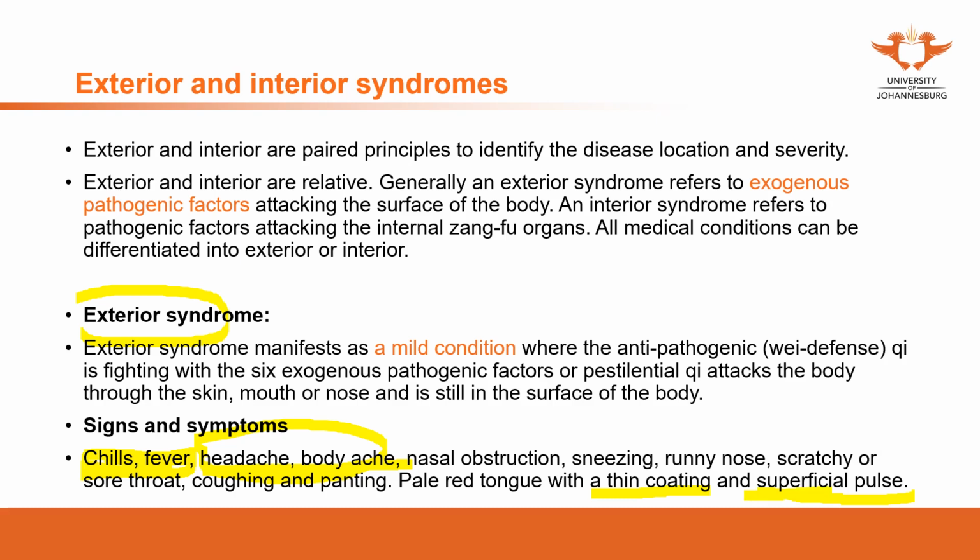A superficial pulse. What's a superficial pulse? A floating pulse. More specifically, it is a floating pulse here, so you can also write floating pulse. These four are the key characteristics of an exterior syndrome. So when you diagnose, you need to try to find out whether the patient has these four. It doesn't have to be all, but at least that's the reference for your diagnosis.